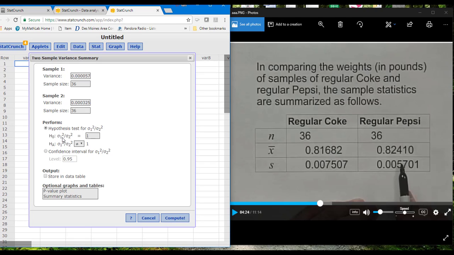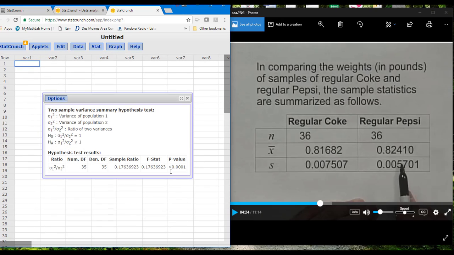So we said that if they're the same, this fraction will be 1. If they're not the same, this fraction won't be 1. So this is exactly how we want it. So let's do compute.